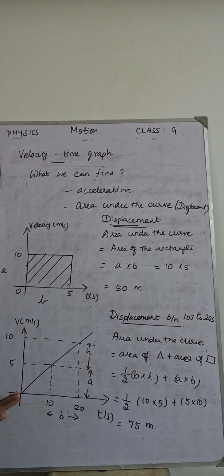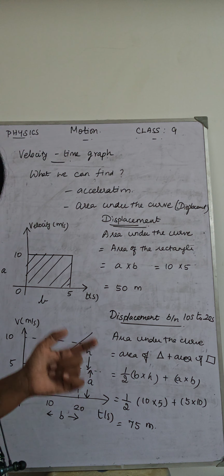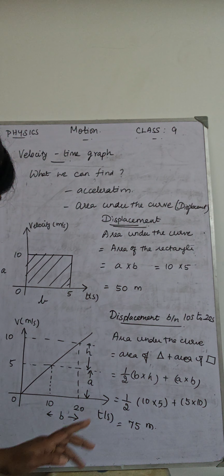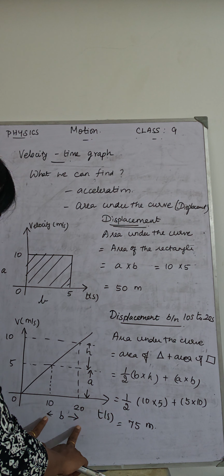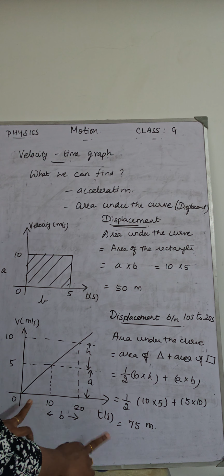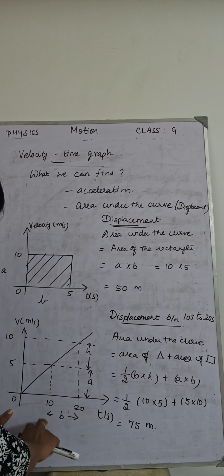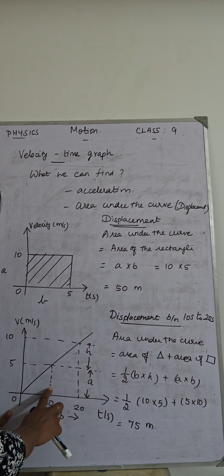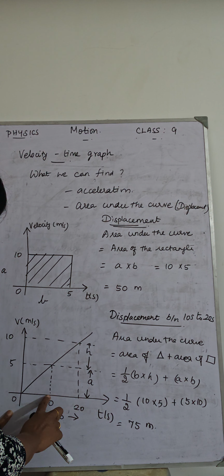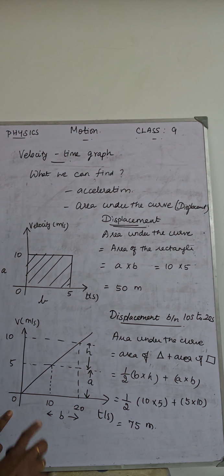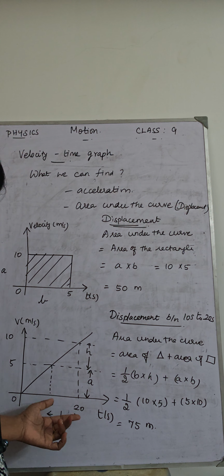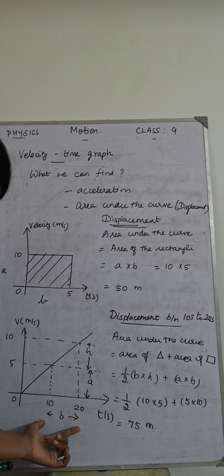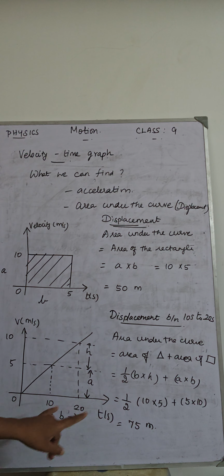What about the second graph? I have taken the increasing slope. I am taking the value between 10 to 20. They can ask you any value, be very careful. If they are asking you between 0 to 10, only this triangle. 0 to 20, this triangle, here the rectangle, and again one more triangle. So depending on the time period they are asking, you have to find out the displacement.